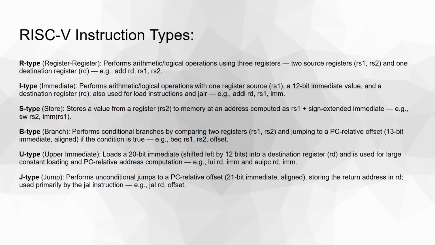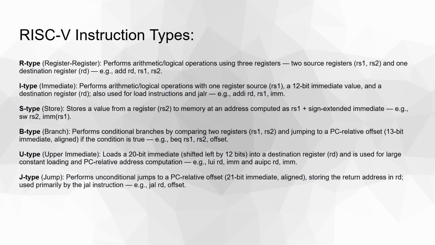You have your store type instructions, your S-type. Those take a value from a register and then they compute an address, which is your source register 1 plus a sign extended immediate, and then it stores it. It stores a word, a byte, or a half word. We'll look at just storing words. We'll use a word addressable memory later on.